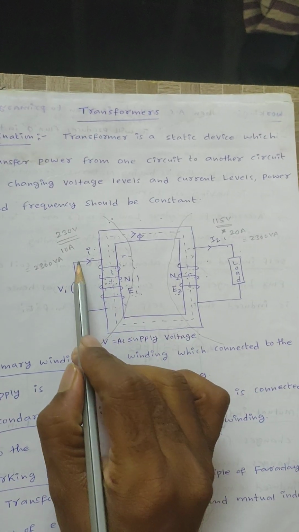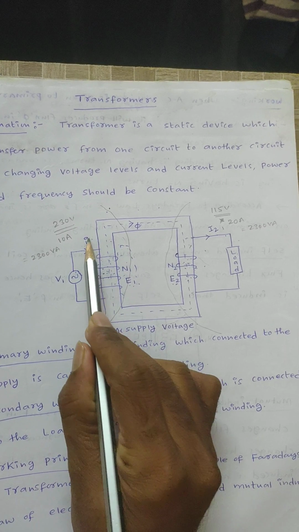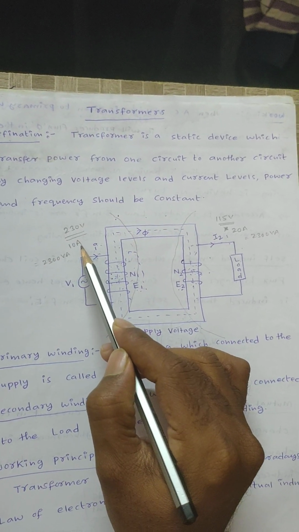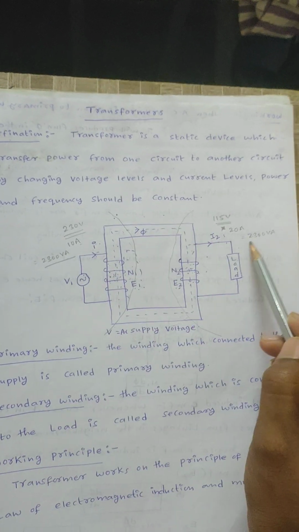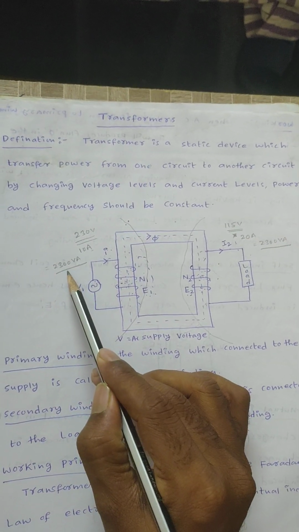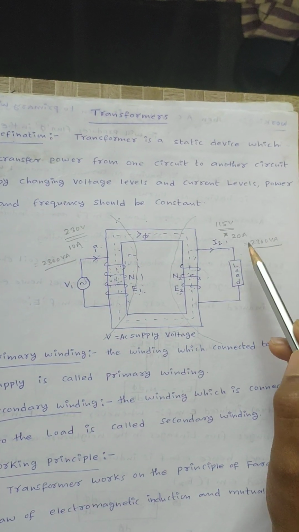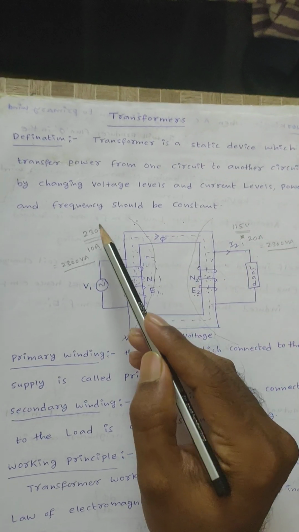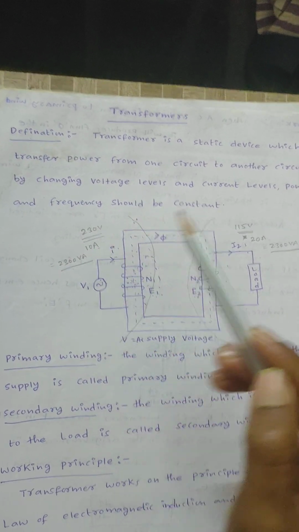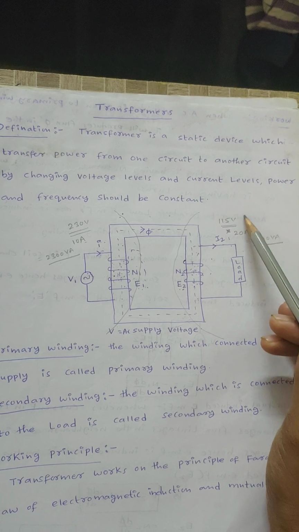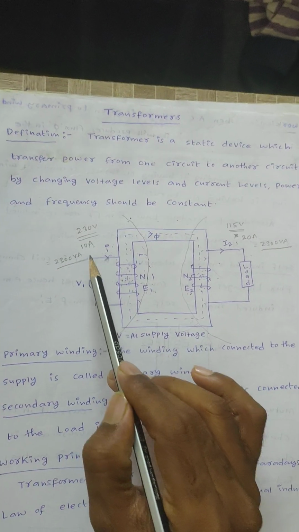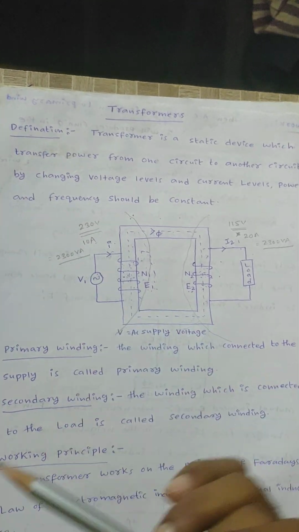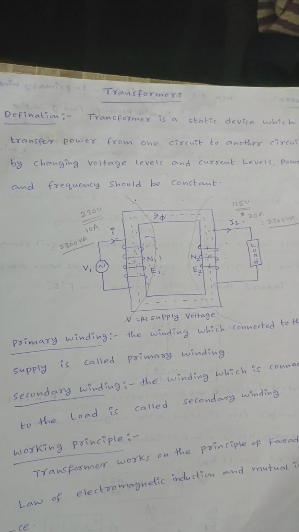Now see here, a transformer is a static device which transfers power from one circuit to another circuit by changing voltage level and current level. Power should be constant. The input side power is 2300 volt amperes, that is the kVA rating. The output side, or secondary side, power rating is also constant. When the voltage level is high, the current level is low. When the voltage level is low, the current level is high. Power and frequency should be constant.